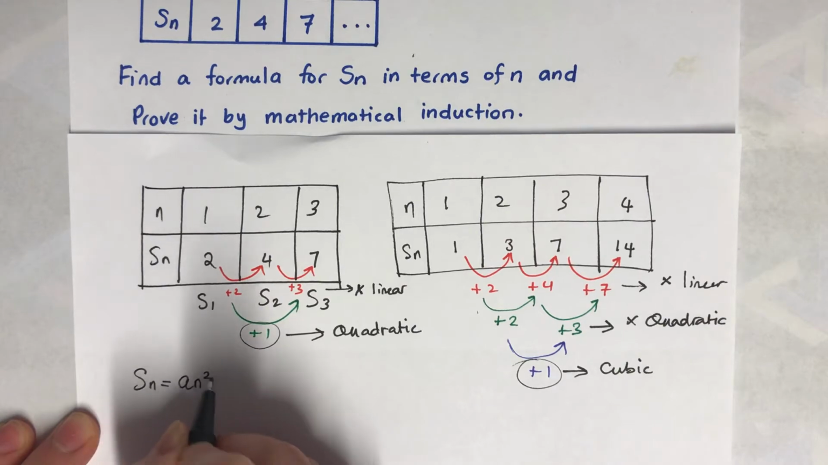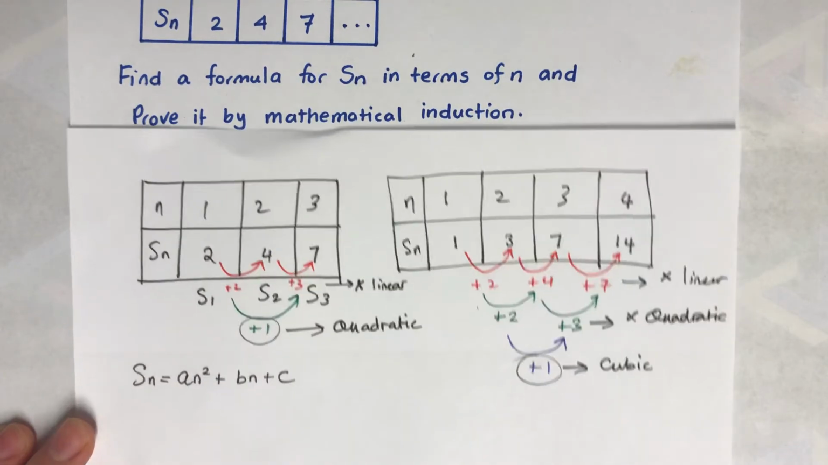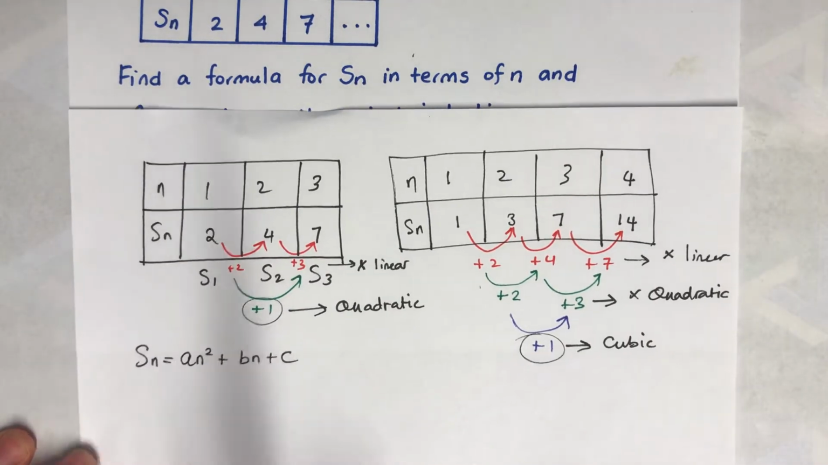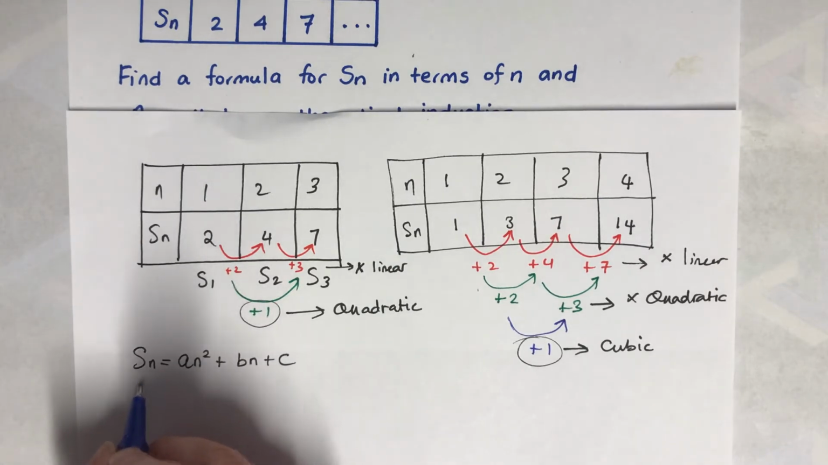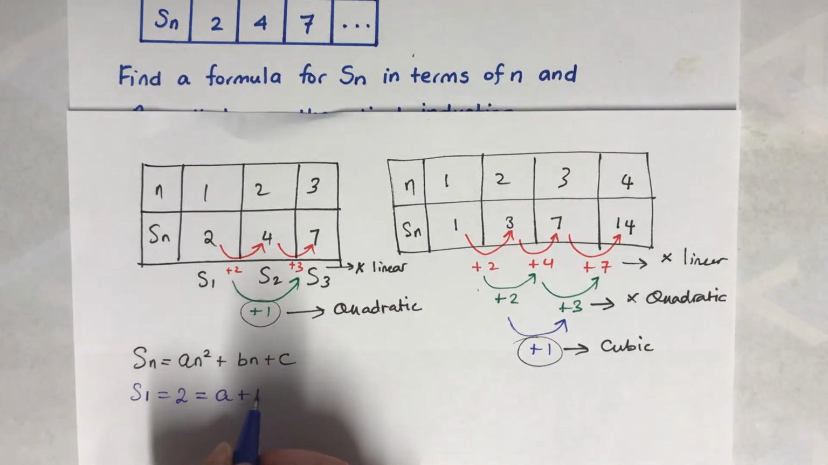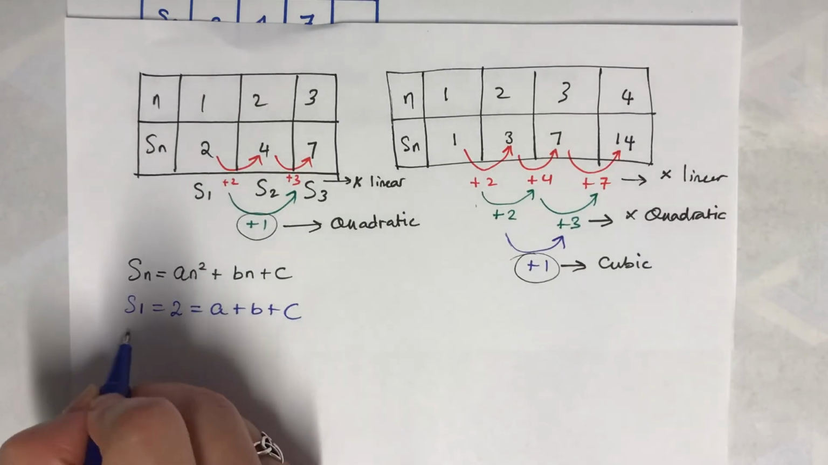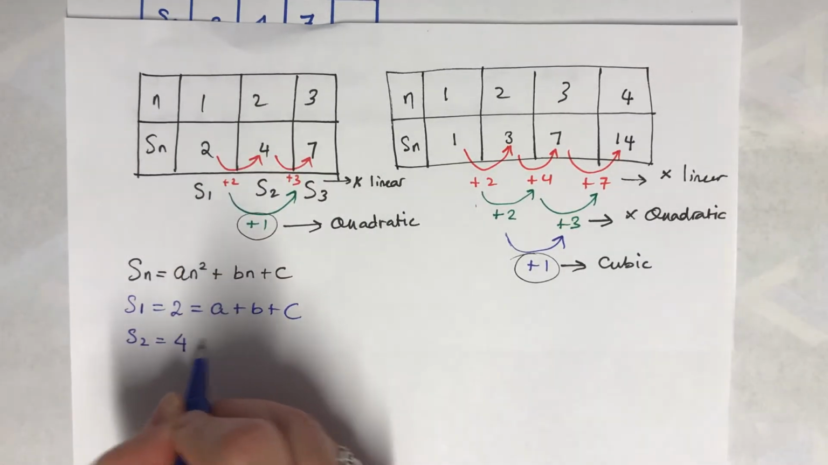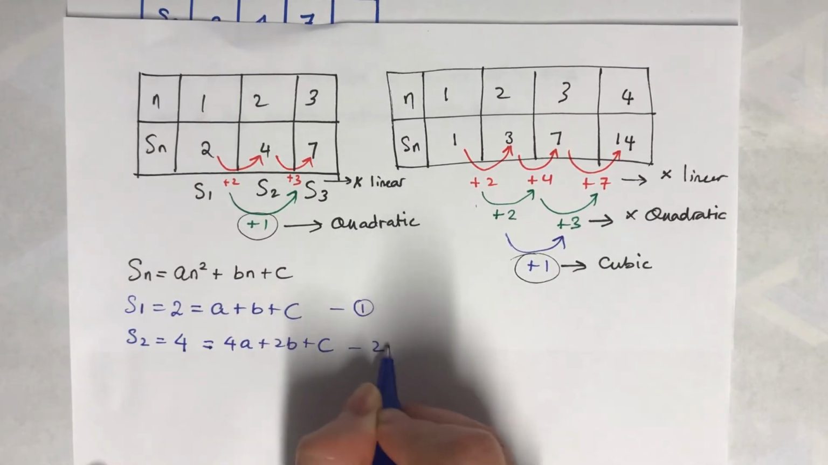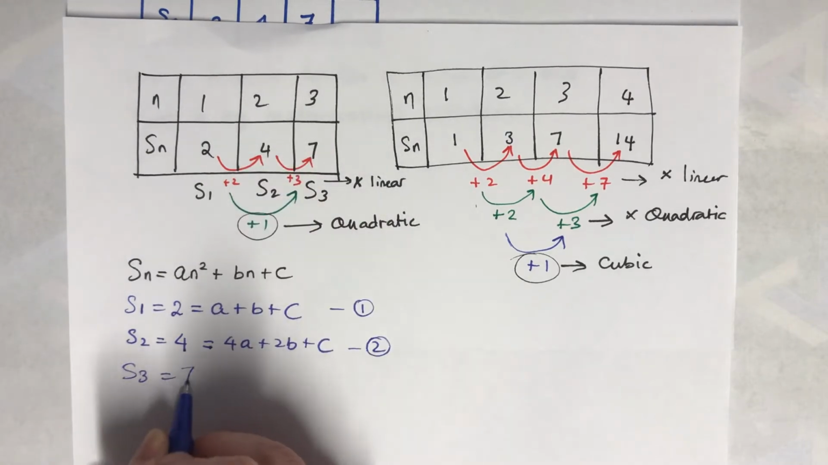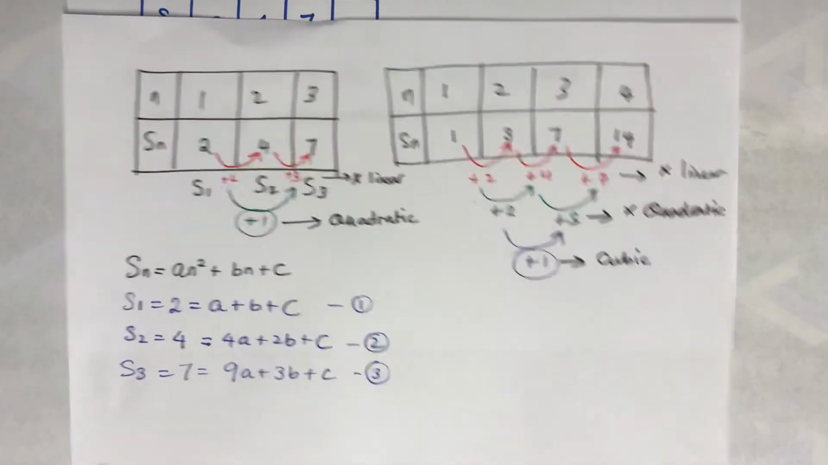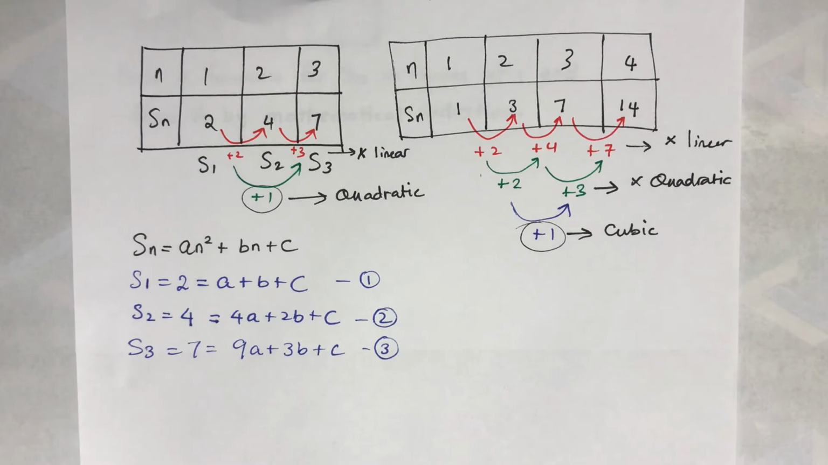So it'll be An squared plus Bn plus C. I'm going to stick with that, and I'm going to use these to find my A, B, C. So here we go. When S1, which is 2, when n is 1, so A plus B plus C. When S2 is 4, 4A plus 2B plus C. S3 is 7, 9A plus 3B plus C. Now, you've got 3 equations and 3 unknowns. We can solve this.